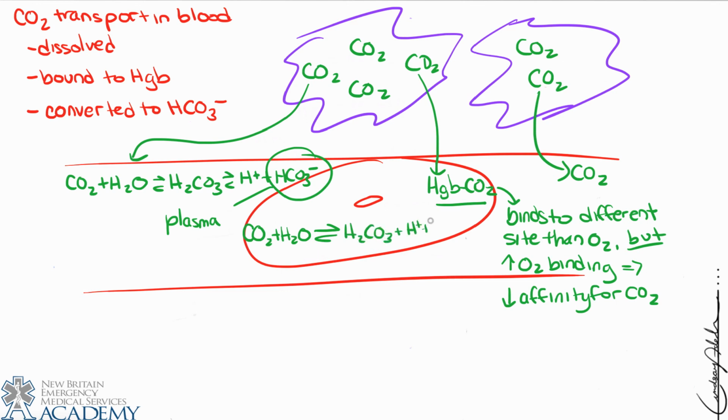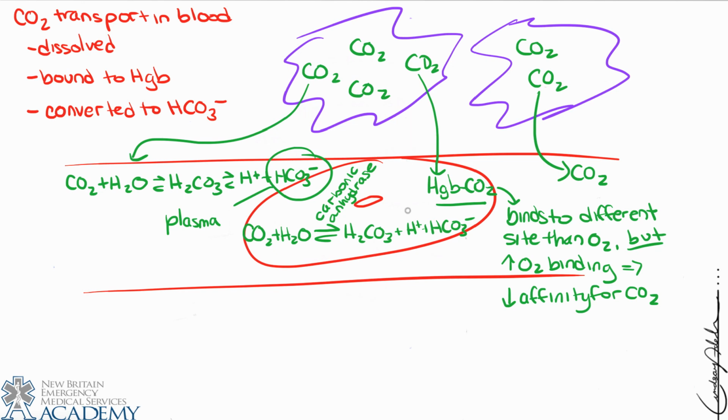And then if we look at the same equation in the red blood cell, the major difference in the red blood cell is that we have this enzyme that actually works on the conversion of CO2 and water into carbonic acid. It's called carbonic anhydrase. So carbonic anhydrase is an enzyme that catalyzes the conversion of CO2 with water to carbonic acid. So it basically dramatically increases the rate of conversion. So the same thing happens in the plasma that happens in the red blood cell. It just happens faster in the red blood cell because we have this enzyme. And then again, we produce the bicarbonate ions, and of course we're producing H+.